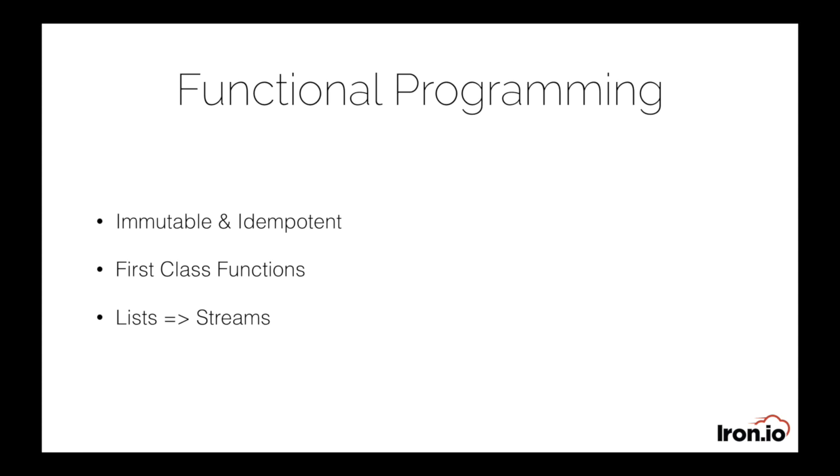So you're probably familiar with what a list is. A stream is just a list expressed over time. Let's go through these guys one by one. So first up is immutability and idempotence.